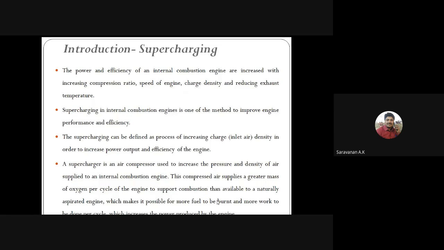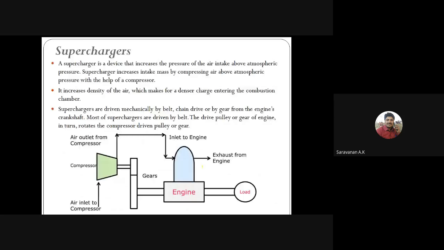Right. So I already told that the supercharger is a compressor-like device. So what will happen? The compressor will compress the air, right? Compressing the air means automatically the pressure will increase.